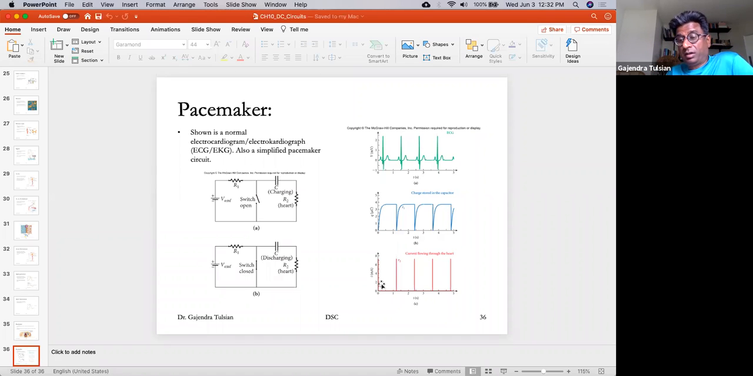This is the kind of stuff you can do when you learn circuits. You can design pacemakers and other such devices.